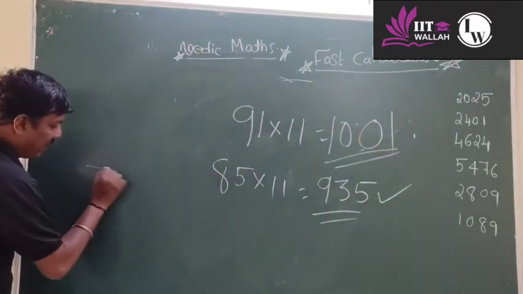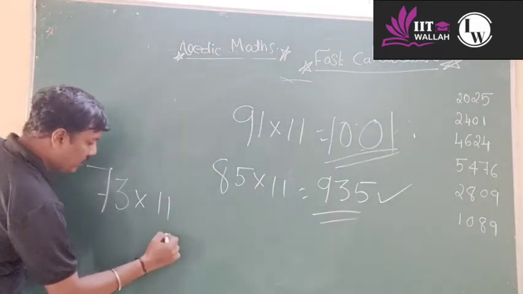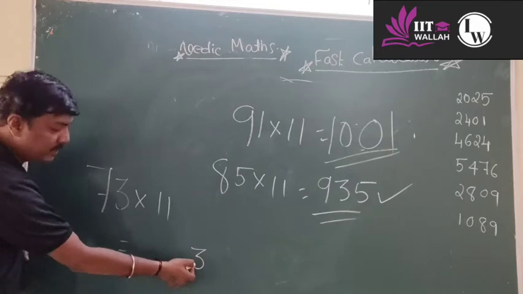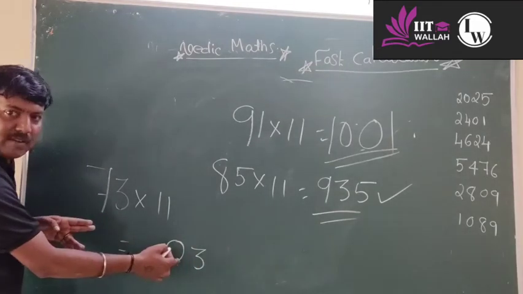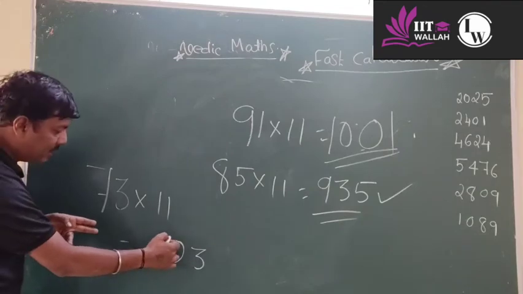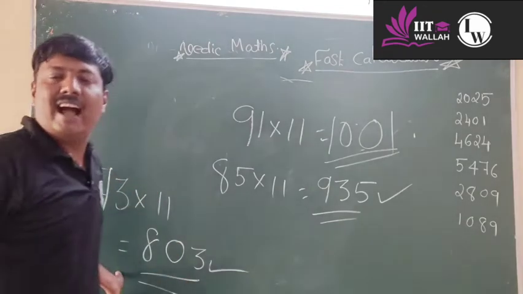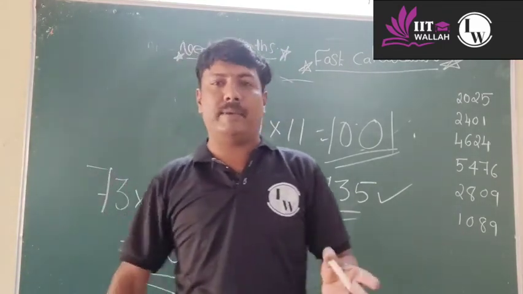73 into 11. See, first I will write 3. This 3 I will write here. Then 7 plus 3, 10. From 10, only 0 will be written here, and the 1 will be carried. See how nice it is. See, so many amazing tricks we can discuss from Vedic mathematics.